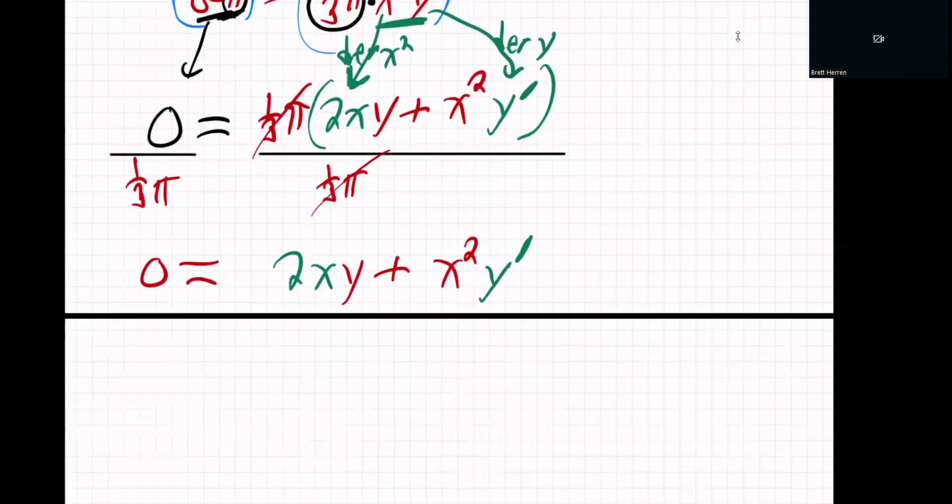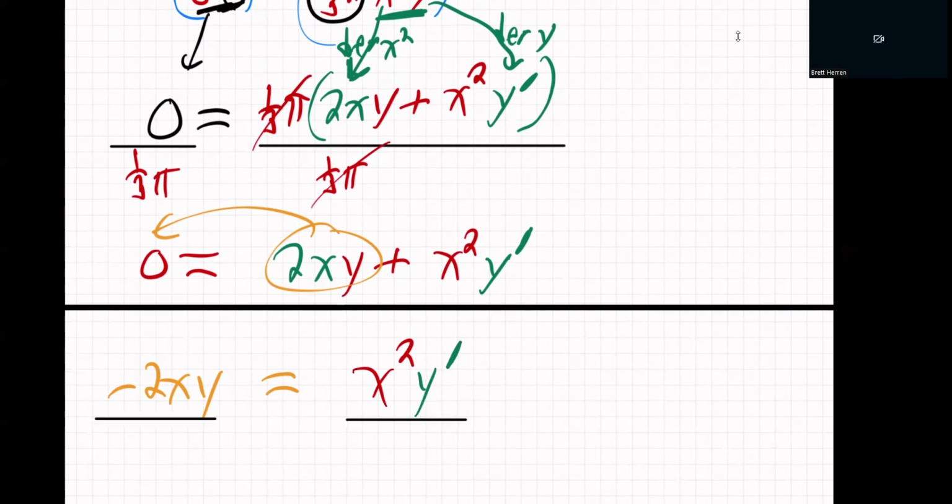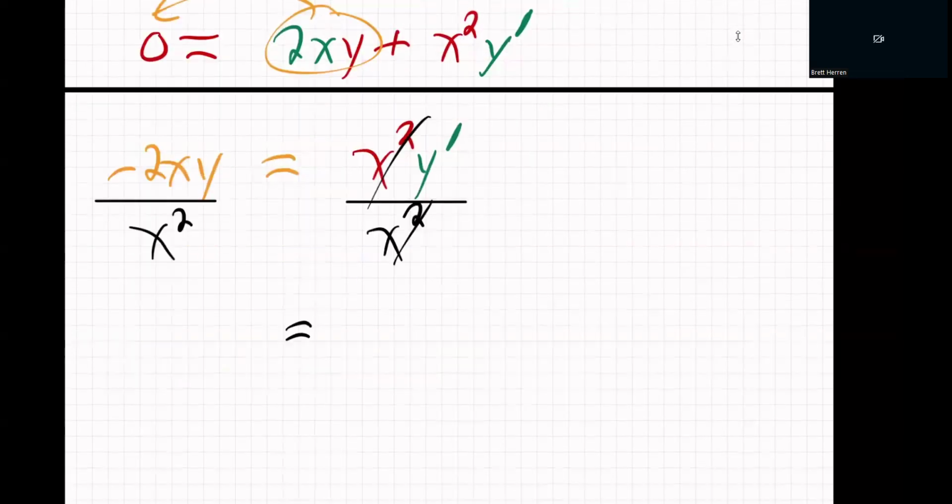Okay, now solve for y prime. Grab this term, jump it over there. It becomes negative 2xy when it goes to the other side. x squared y prime. And then we divide by x squared. So y prime: this x cancels one of these, right? Because that's really two x's down there. So y prime equals minus 2y over x.